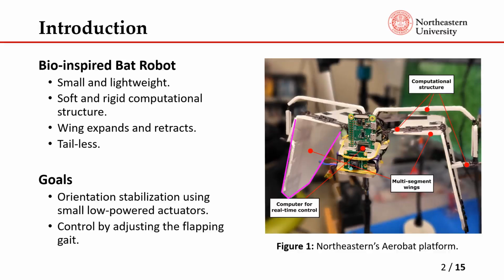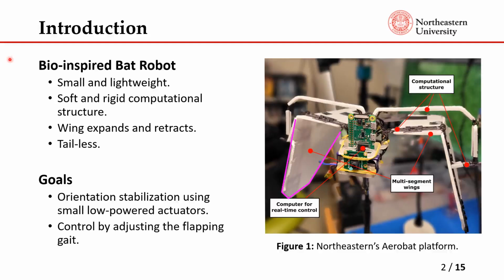First, we begin with the introduction to elaborate on our motivation and goals for this project. We are developing a small and lightweight flapping wing robot called Aerobat, which is shown here. It is designed to mimic bat flight. We draw inspiration from bats due to their highly agile aerial mobility, where they showcase incredible agility and flexibility during flight. Bats do not have a tail, so they solely rely on their wings to fly, which makes it a very difficult control challenge.